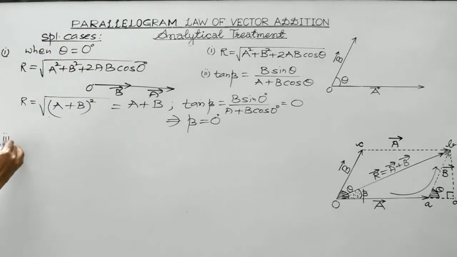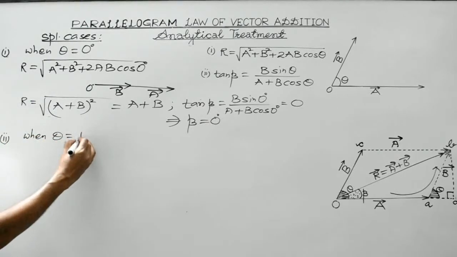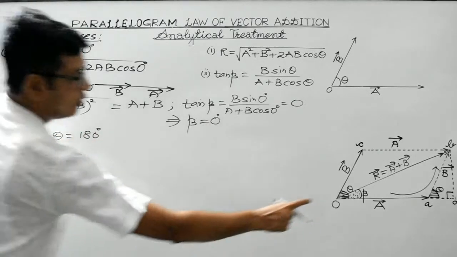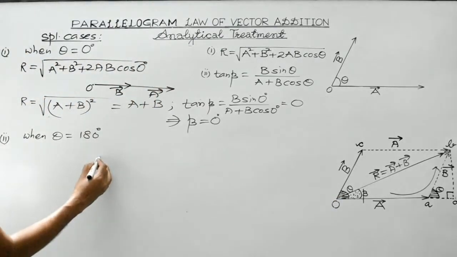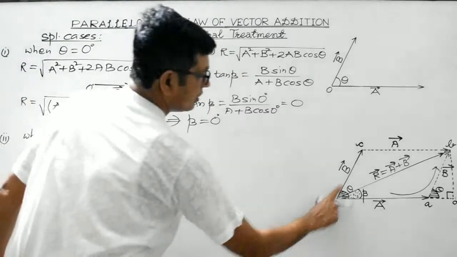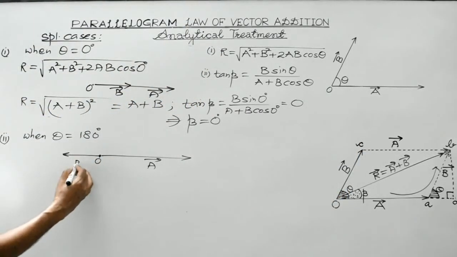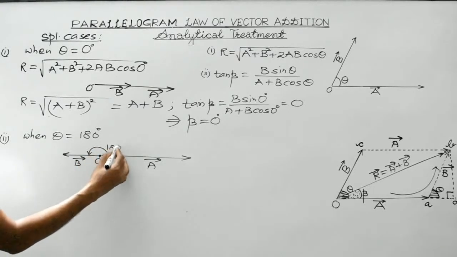Let's consider case 2, when theta is equal to 180 degree. Now, what will be the diagram? This is point O, this is A vector, and this is B vector. Now, for 180 degree, it will be like this. It will be in the opposite direction. So, what's the angle between A vector and B vector? It is 180 degree.